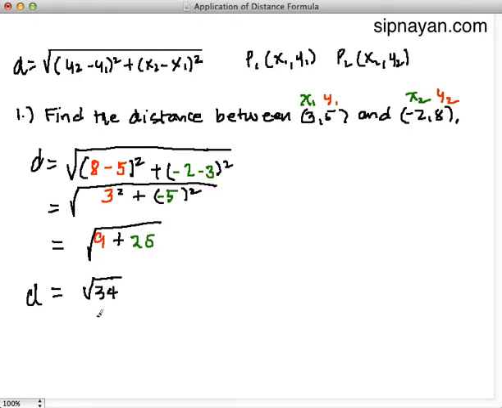Okay, so depende sa teacher nyo yan kung pinapagamit kayo ng calculator, pwede nyo gamitin yung calculator to get the square root of 34. Pero dito hindi na natin siya pwedeng i-simplify. Yan yung pinakasagot natin. Okay? Of course, tama rin naman itong sagot na ito. Next, our second example.